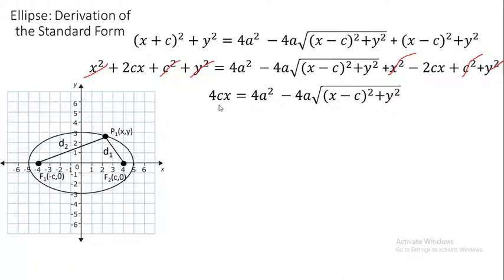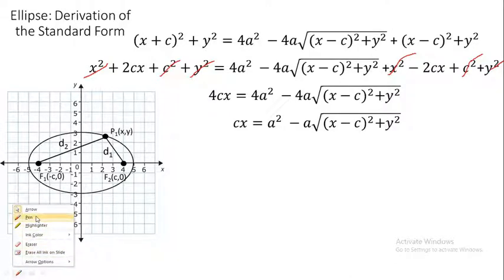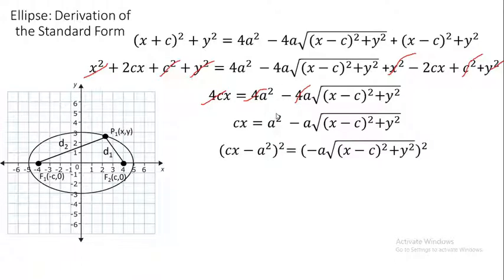we can simplify the equation into cx equals a squared minus a times the square root of quantity x minus c squared plus y squared, because 4 can be cancelled throughout. We transpose a squared to the left side in order to isolate this certain term. We square both sides.